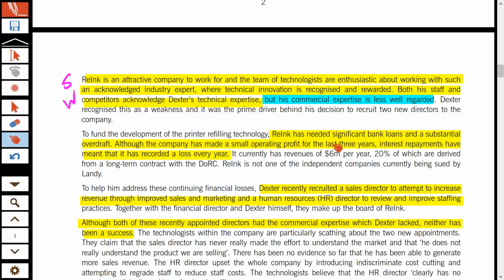Re-Ink has needed significant bank loans and substantial overdraft. Although the company has made small profit for the last 3 years, interest payments have meant that it has recorded a loss every year. That's not good. They are making losses every year because of high gearing. That's a weakness.